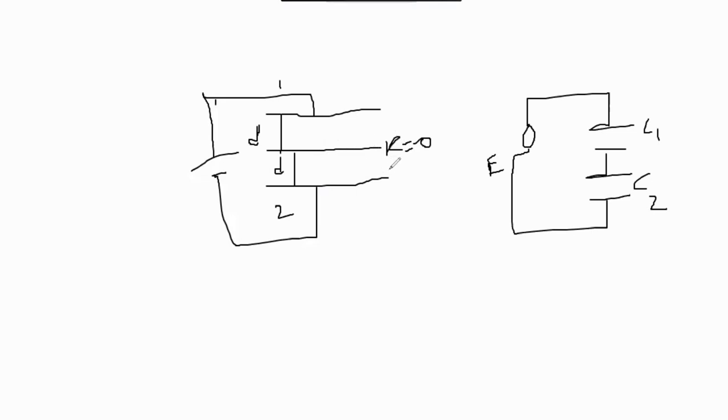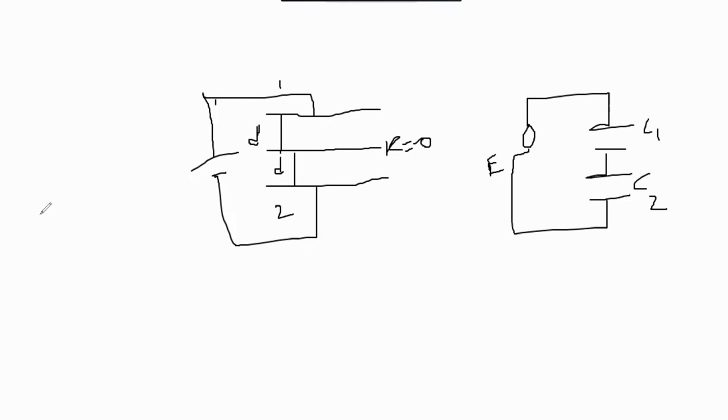That means x equals 0. That means no deflection of the moving plate. So then what will happen in this case? Obviously, the capacitance across this one and the capacitance across this one will remain the same.